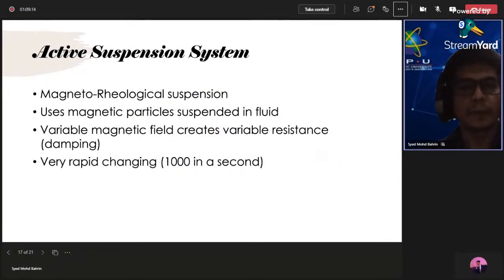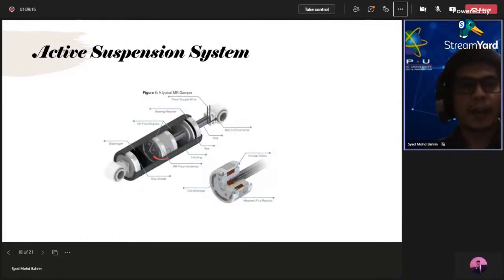Okay, so what happens? Here we have an electromagnetic actuator, which gives a magnetic field of different values depending on the road conditions and the dynamics of the vehicle, which we discussed just now. So for every different value of magnetic field produced, it will give a different resistance to the motion of the piston. We can consider this as a piston. It can give a different resistance.